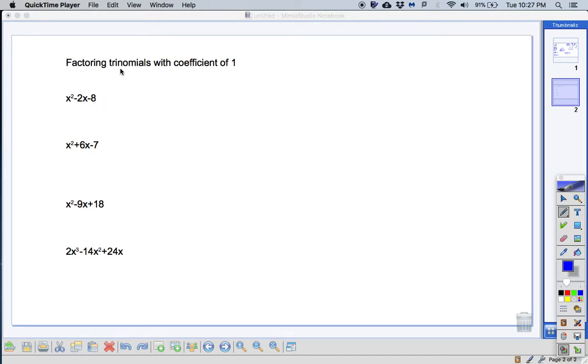One, two, three. So three terms. So this is a trinomial. And you must have a coefficient of 1. And that means before the x squared, there can't be anything here, or it has to be a hidden number 1. So these all have hidden number 1s. And we'll talk about this case in a minute. Okay, so this trick only works with factoring trinomials with a coefficient of 1.